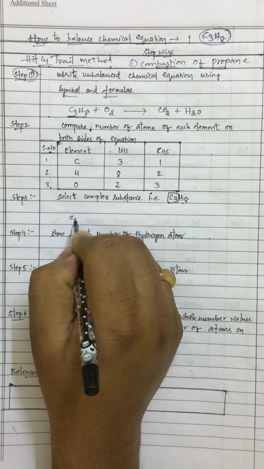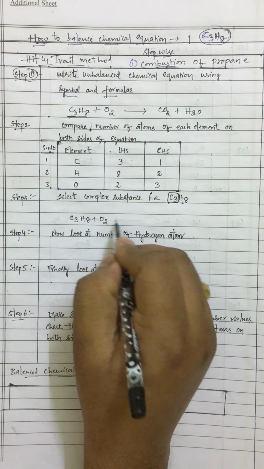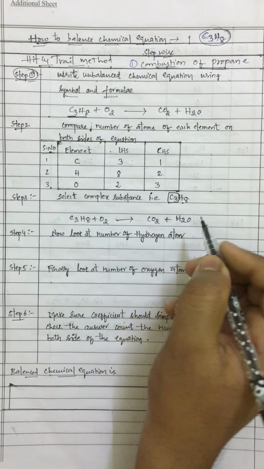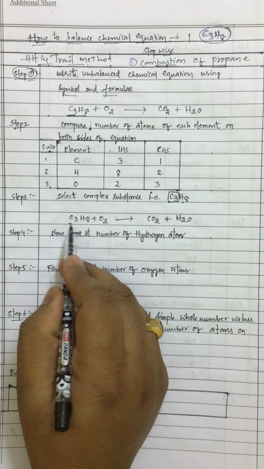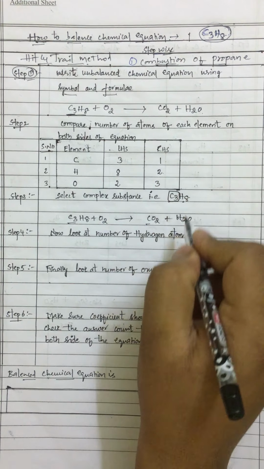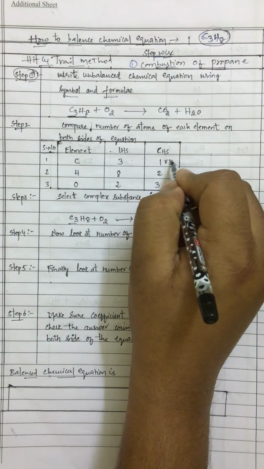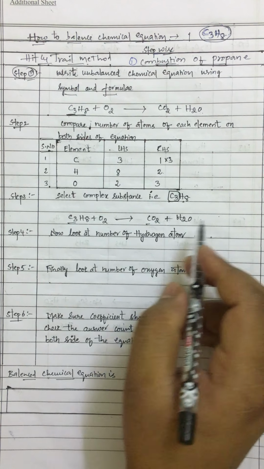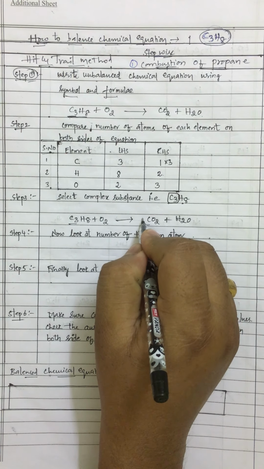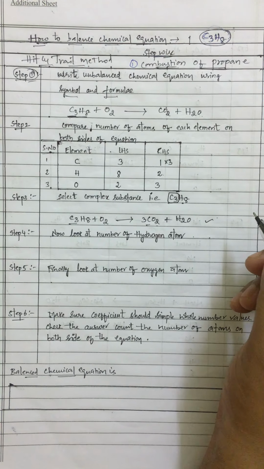First of all, I'll put down the equation: C3H8 plus O2 gives rise to CO2 plus H2O. How many carbons are present on the left hand side? 3. Right hand side 1. So we need to multiply with a suitable number that will make the number of atoms the same on both sides. If I add 3 as a coefficient before CO2, the carbon atoms get balanced.